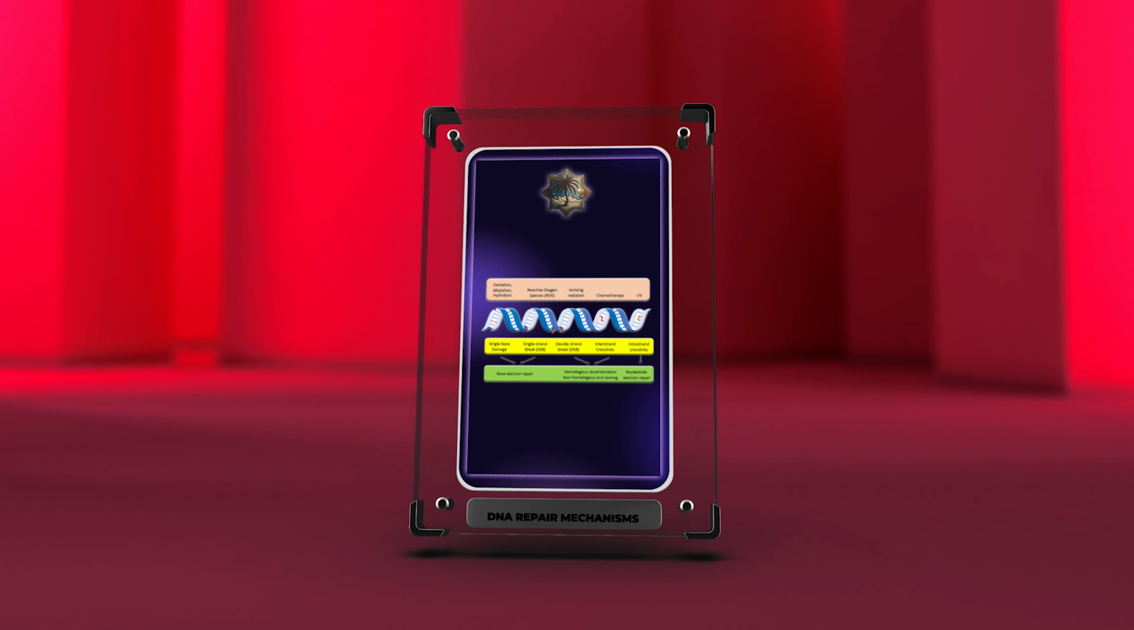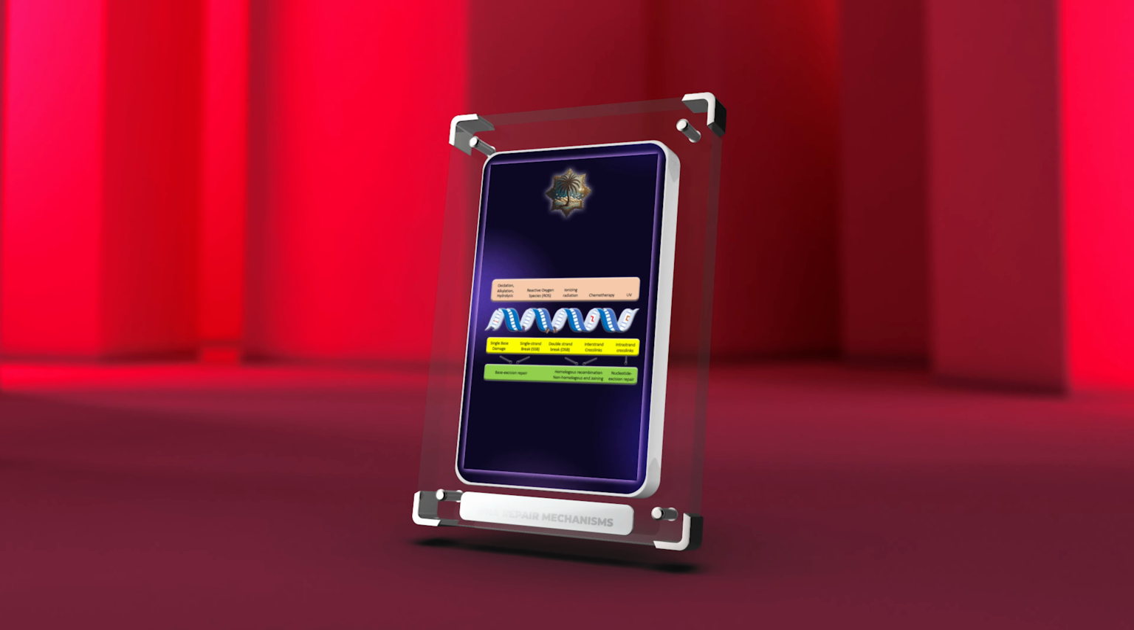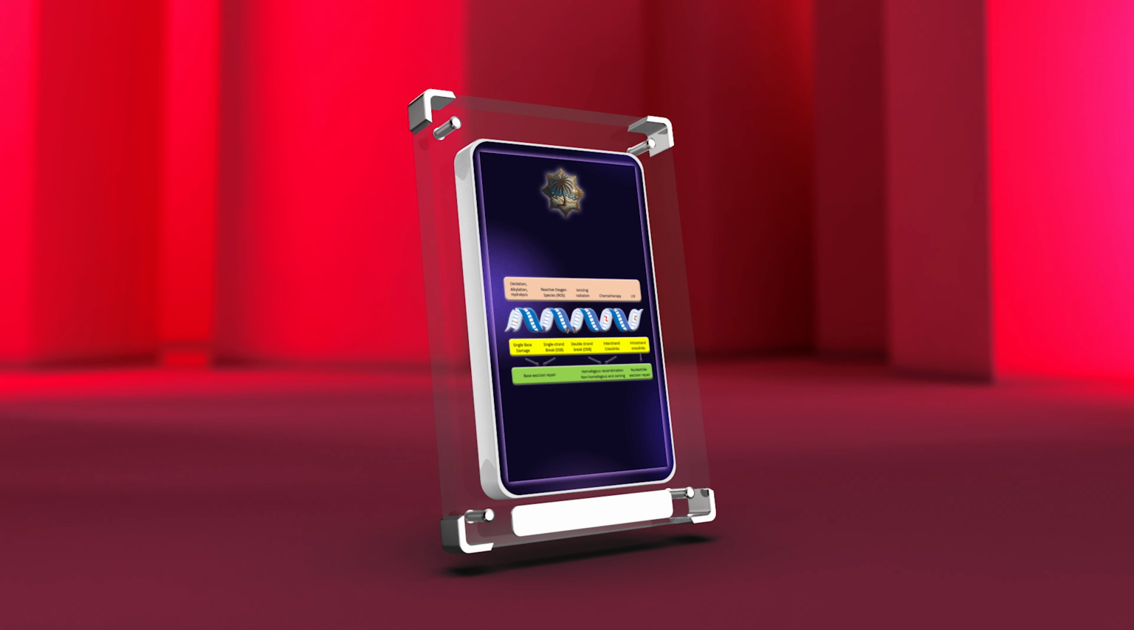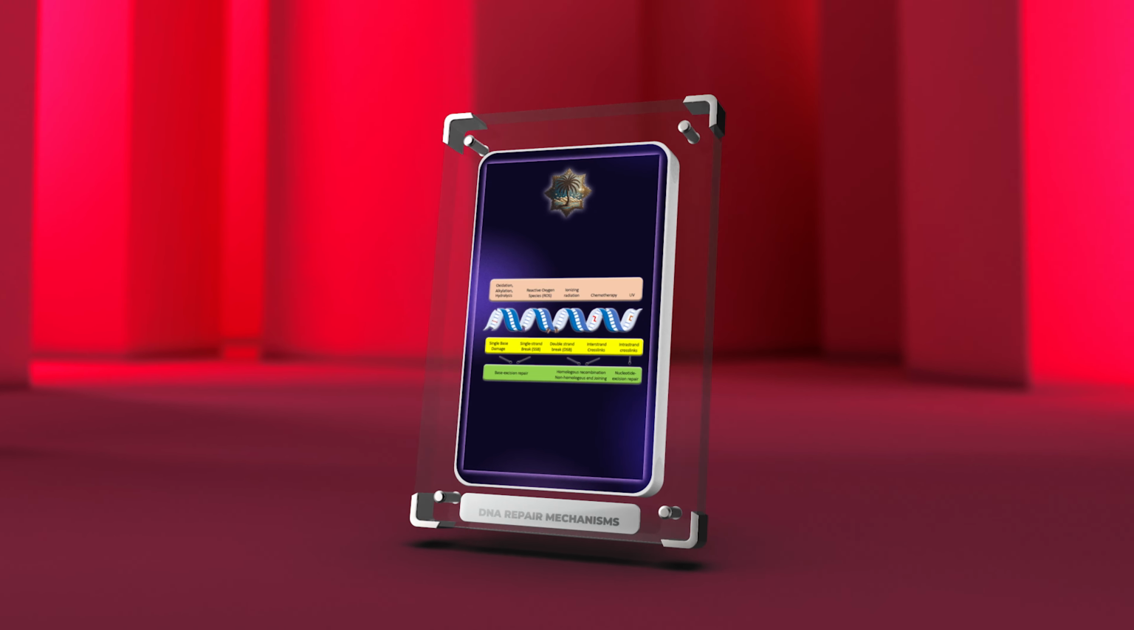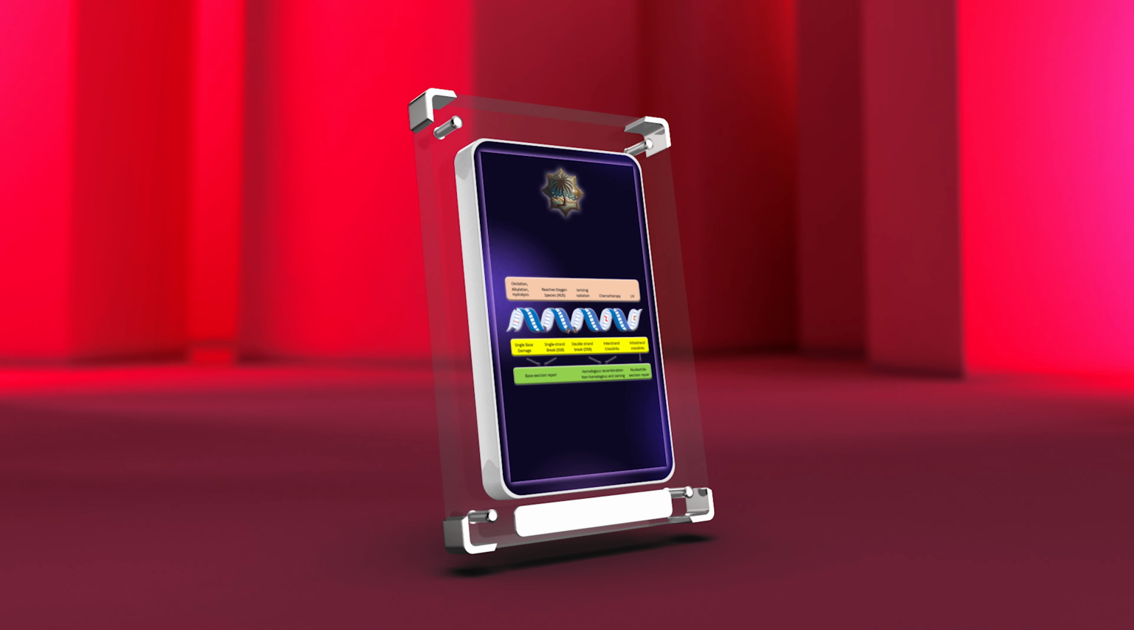DNA repair is essential for maintaining genomic stability and preventing mutations. Understanding it is crucial for personalized medicine and developing innovative treatments for diseases like cancer and aging.